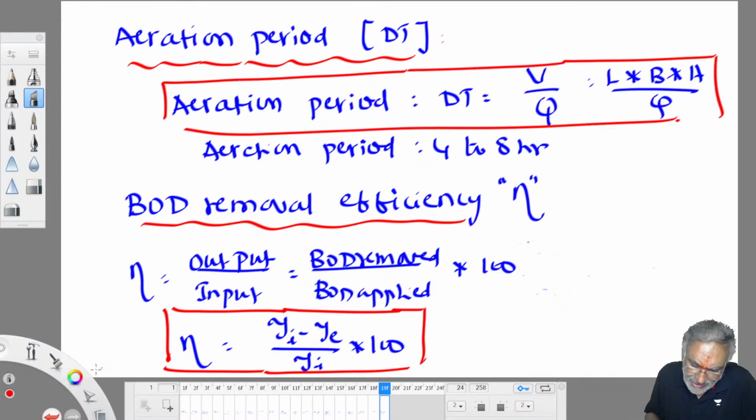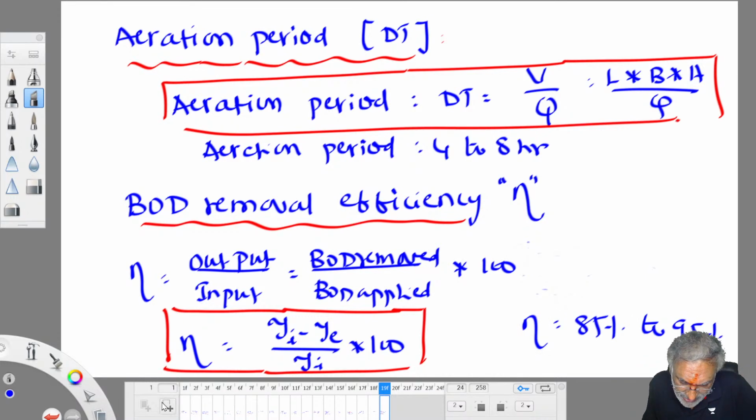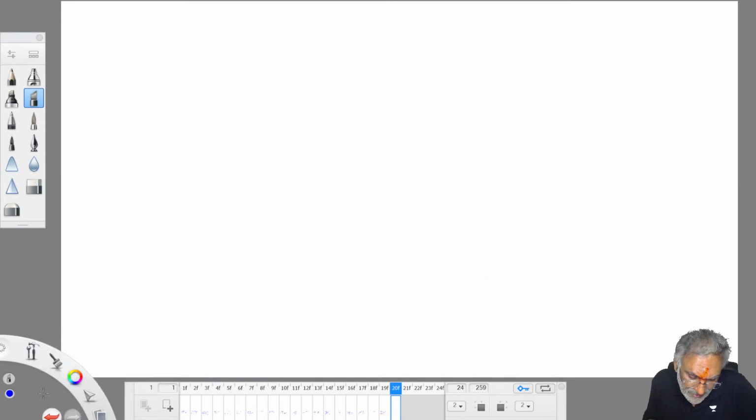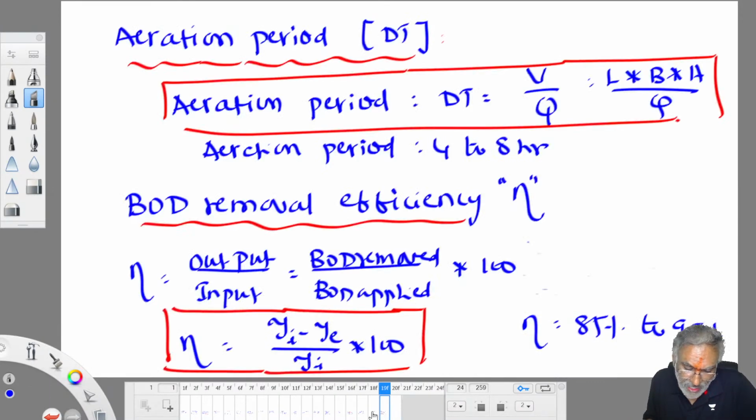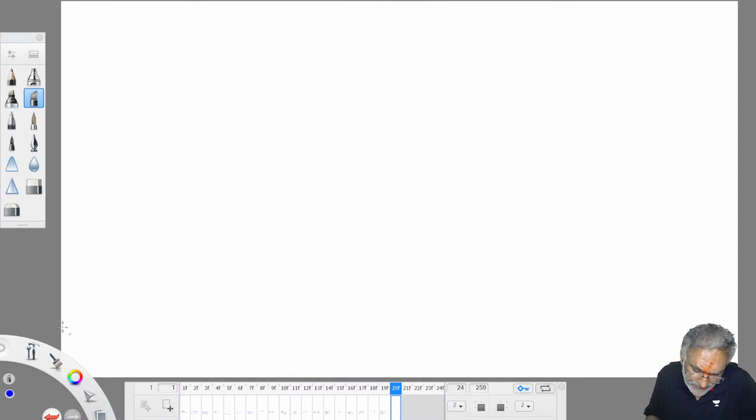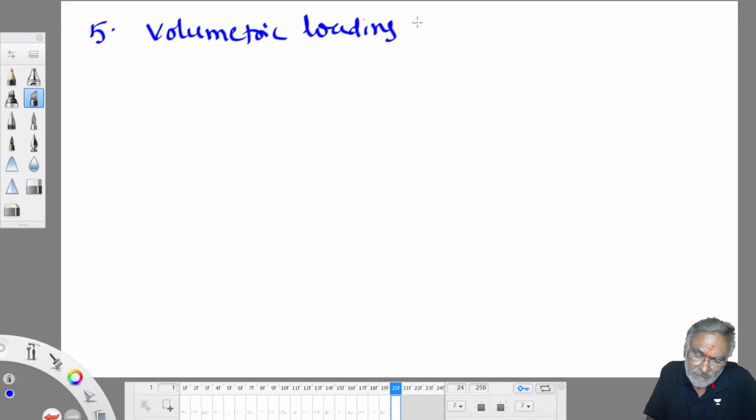Normally in the activated sludge process we remove 85% to 95% of BOD from wastewater. That is more than sufficient to meet the effluent disposal standards set by the Government of India. So how many parameters have we got? Four. This is the third parameter, this is the fourth parameter. The fifth parameter is volumetric loading rate. People also call it organic loading rate or BOD loading rate.